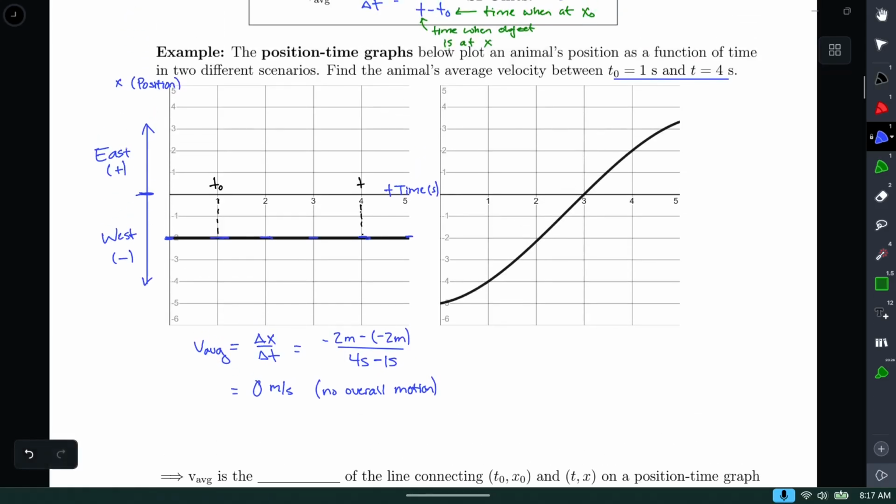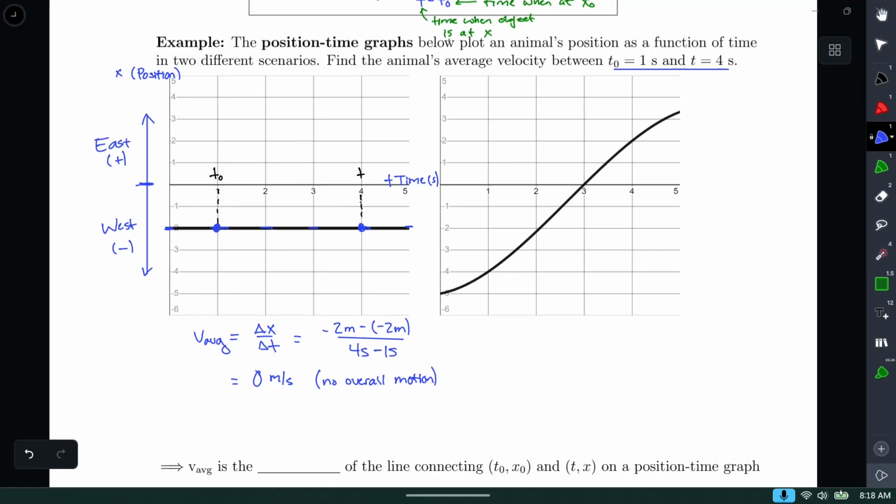But again, that would be true even if this animal were moving, as long as it comes back to where it started. So it could have a motion like this, maybe. You don't have to draw this one. But as long as it starts and stops at the same position, in effect, it's as if it didn't move. And the average velocity captures that. What is the effective motion?